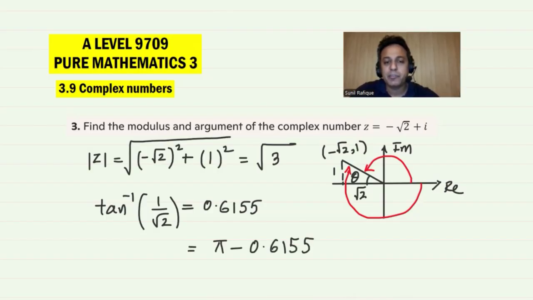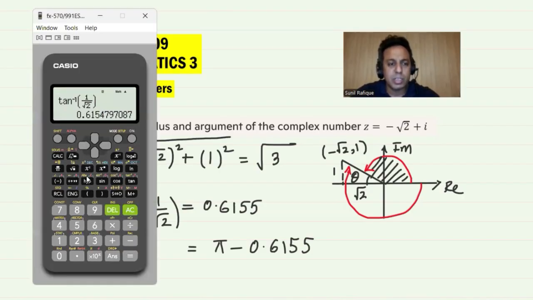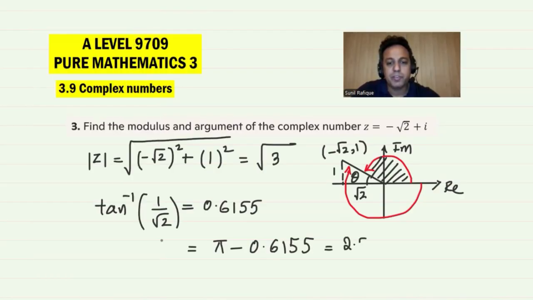Why did I subtract it from pi? Because I need it with the positive real axis. Okay, you can say x-axis, but in complex numbers, we call it the real axis. So I'll just do shift pi minus the answer. And there you go, 2.526..., which is approximately 2.53 radians.